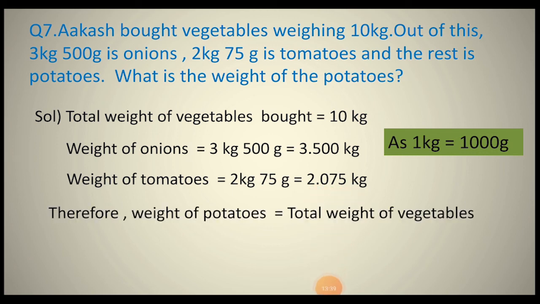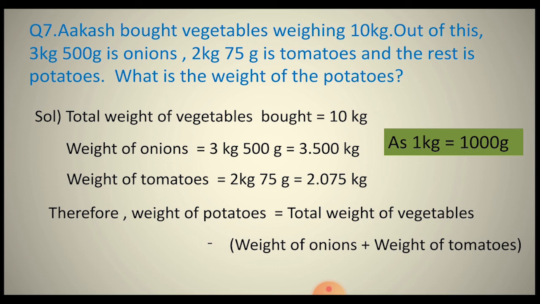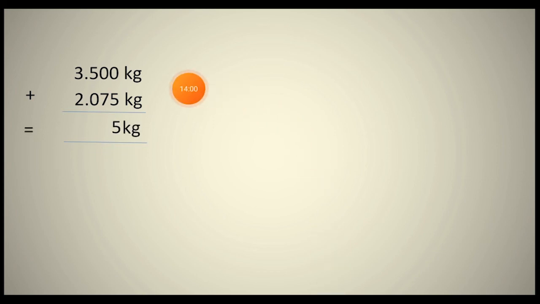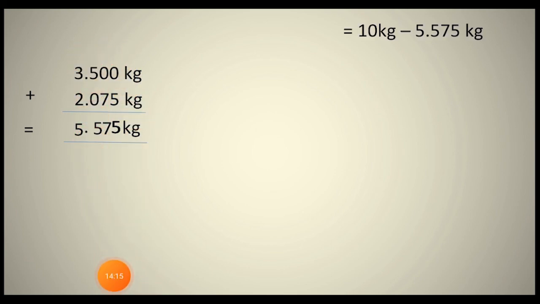Now the weight of potato will be given by the total weight of vegetables subtracted by the sum of the weight of onions and the weight of tomatoes. So let us do this. First we'll add the weight of onion and the tomato. So when we do this addition, we start from the right hand digit. Here 0 plus 5, 5 we get, 0 plus 7, 7 we get, 5 plus 0 we get 5, and the decimal we will bring down as it is, and then 3 plus 2 will give us 5.